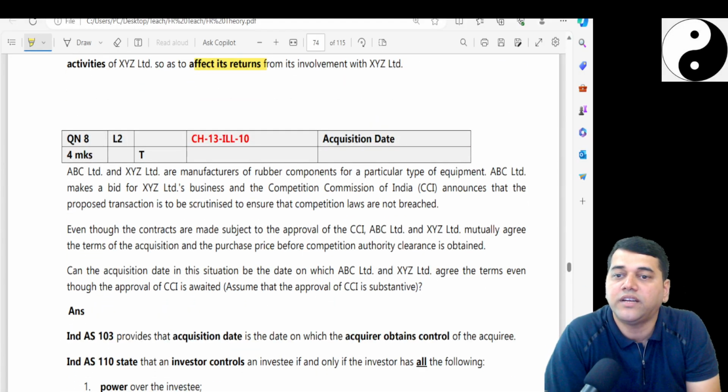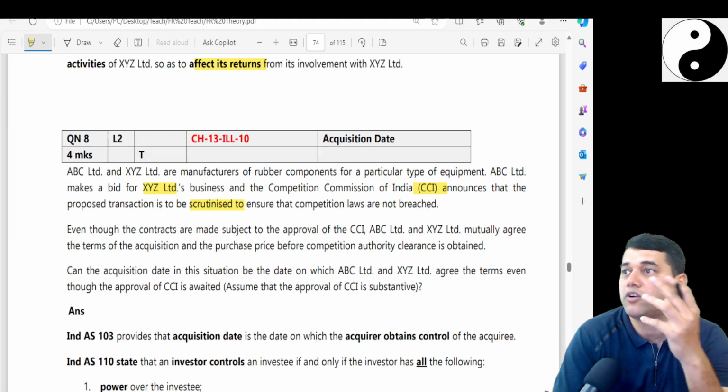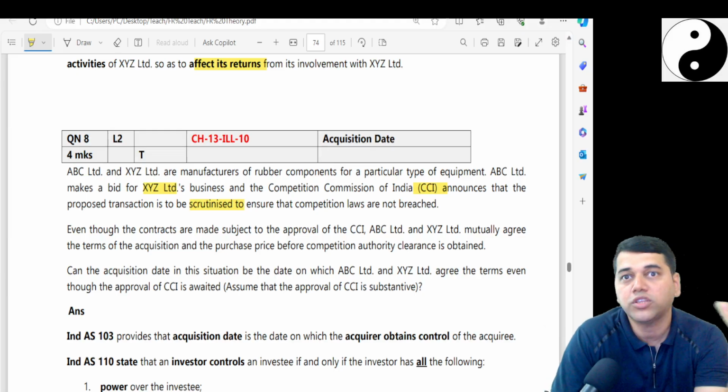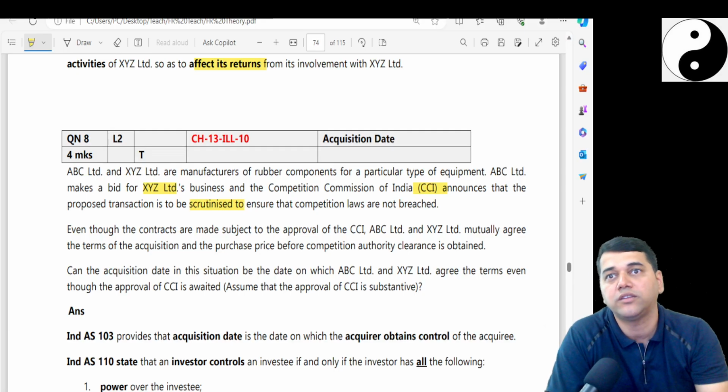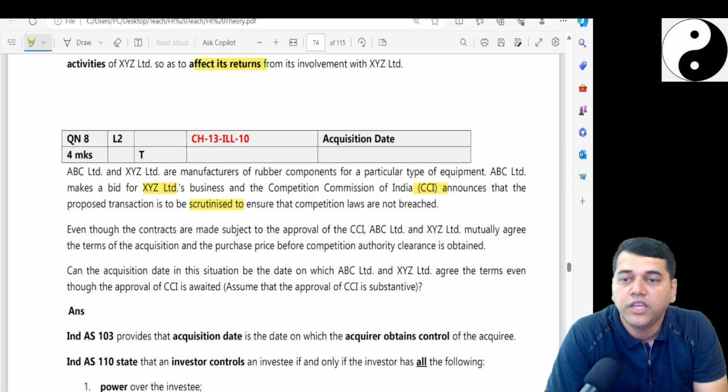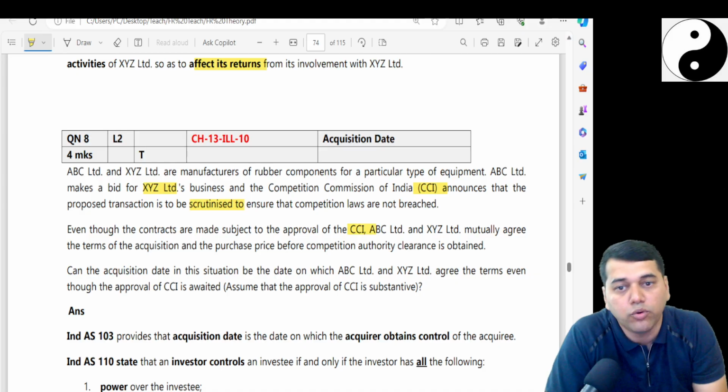ABC and XYZ are manufacturers of rubber components. ABC Limited makes a bid for XYZ's business. Both are competitors, and the Competition Commission announces that they want to scrutinize this because they cannot allow a monopoly. Both are powerful competitors and one wants to acquire the other. Even though the contracts are made subject to approval, they mutually agree the terms, purchase, everything, they discuss and keep it ready.